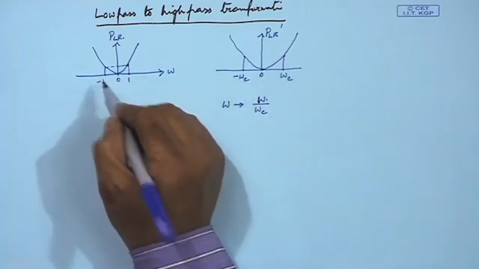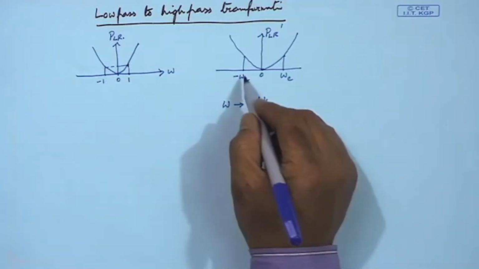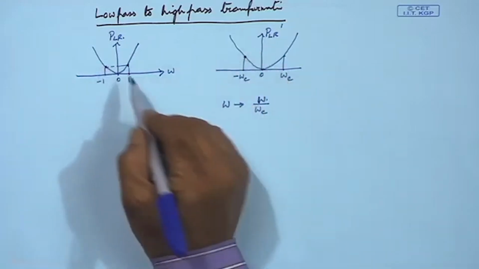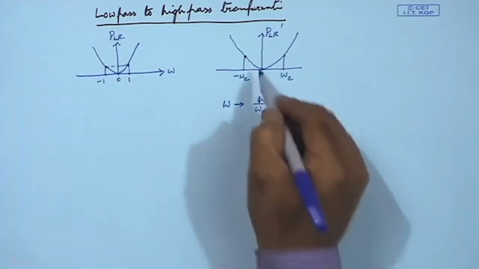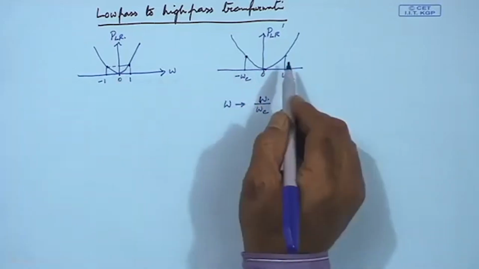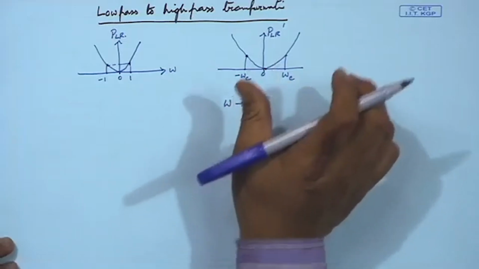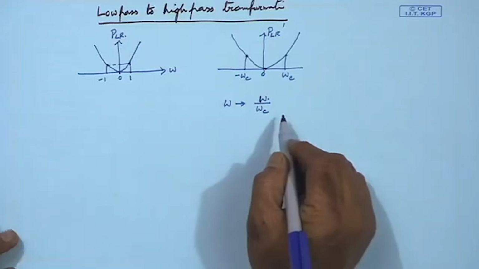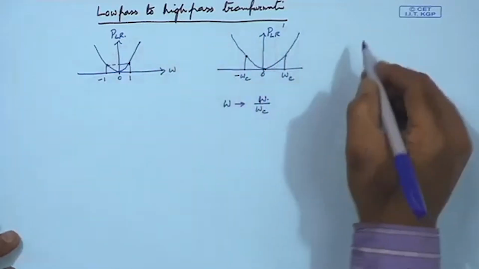When omega is equal to minus omega c, this point is mapped to here, and when omega is equal to 0, this point maps to this point. So, this is simply frequency scaling as we have already seen. Now, we want to change the pass behavior.